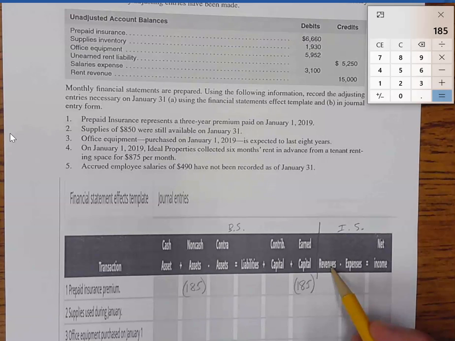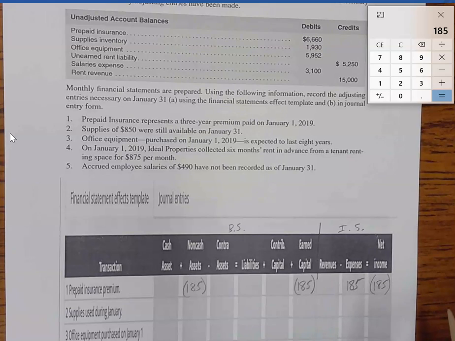We have no revenues, but this is an expense. We would now expense prepaid insurance or insurance expense for 1 month in the amount of $185. Now notice the expense has gone up, so I do not put this in brackets here. I do not indicate that this is a negative because it's the expense that went up. However, this also has an impact on net income. So expenses have gone up, so that means that net income will go down.